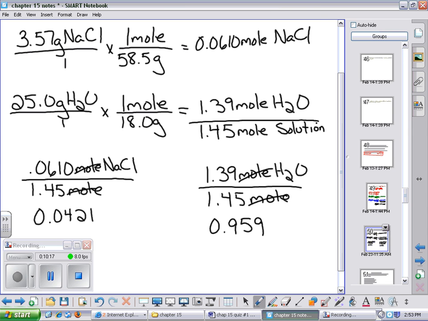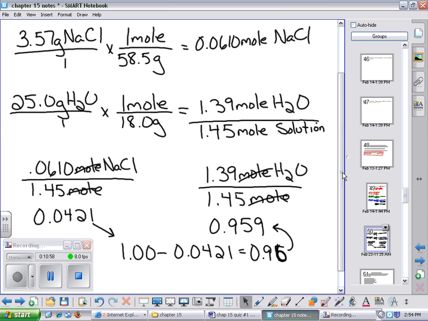Now remember, another way that we can get the water, we can take 1 minus the mole fraction that we got for the sodium chloride, which was 0.0421, and hopefully 1 minus 0.0421, we should get 0.95. How many places after the decimal do we need? That should be a 6. We'll round that up to a 6, which is pretty much the same answer. Why is there a difference? Because the sig figs are different between the two, but you got the same answer.